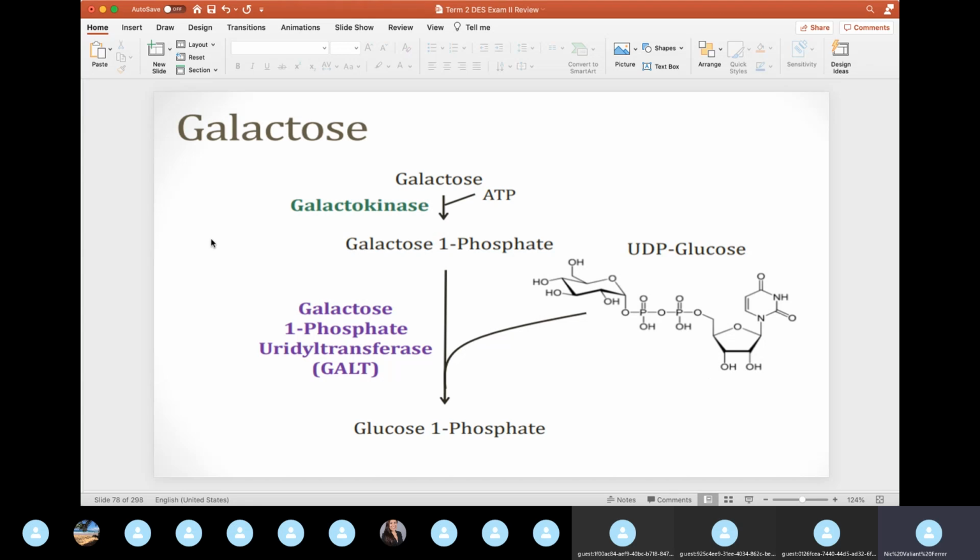How about in terms of galactose? So galactose can be converted to galactose 1-phosphate via galactokinase, and galactose 1-phosphate to glucose 1-phosphate via galactose 1-phosphate uridyltransferase. That's a mouthful, so let's just call it GALT. Which one is kinder? Galactokinase. Which one is worse? GALT deficiency.